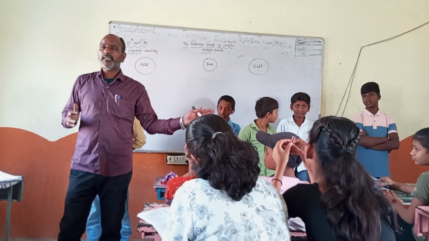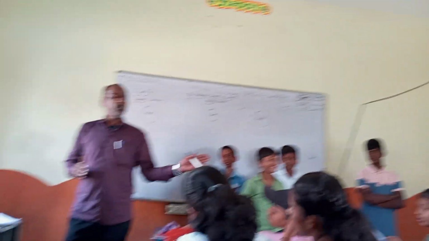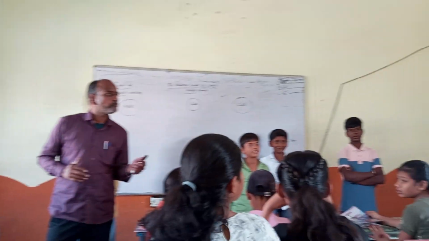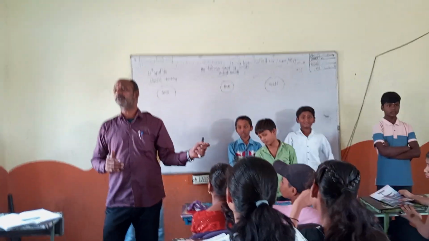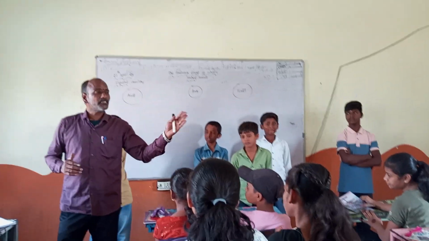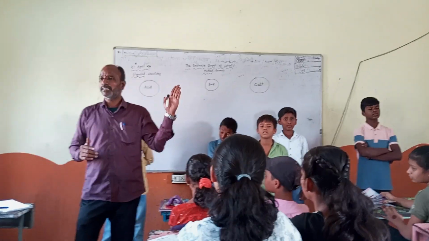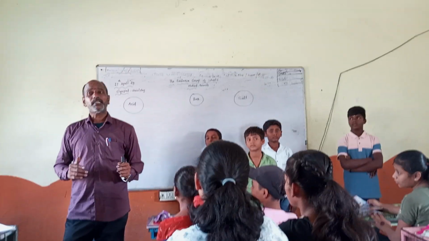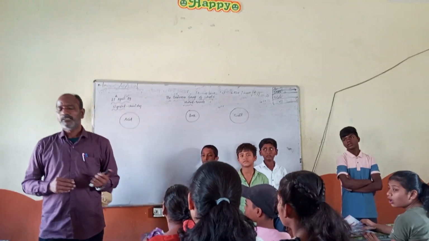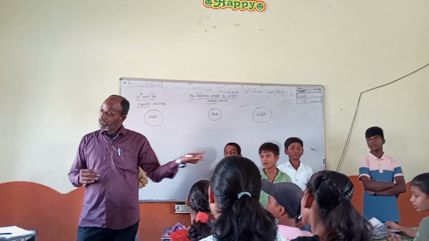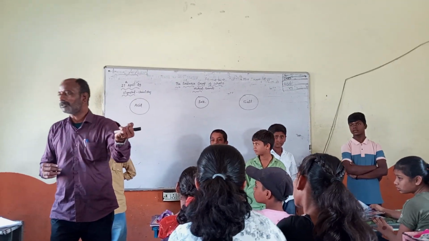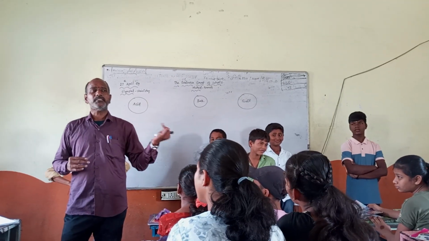Okay. Diluted means what? The percentage of water is more than acid is called diluted acid. Good. What are the examples for diluted acid? Acetic acid, formic acid. Acetic acid formula is CH3COOH. Formic acid means HCOOH.